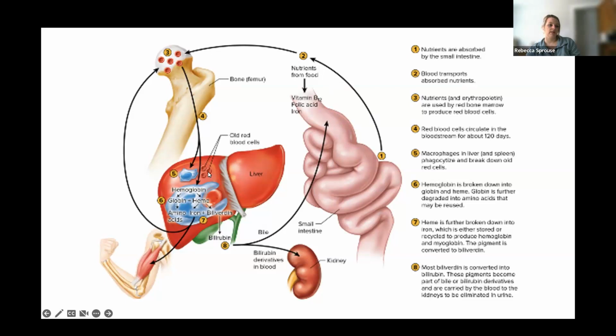So here's old red blood cells here. Hemoglobin is broken up into globin plus heme. Heme is further broken down into iron and biliverdin. Globin is broken down into its amino acids. That biliverdin breaks down into bilirubin and then goes out the bile tract, which we'll get to more in digestion. But basically, just knowing the components here is the goal for right now.